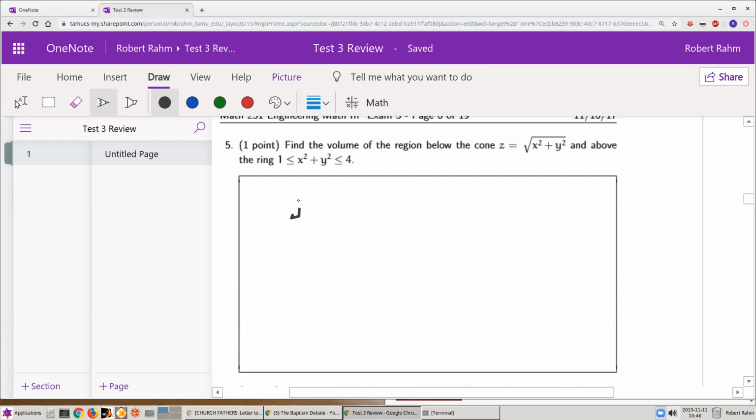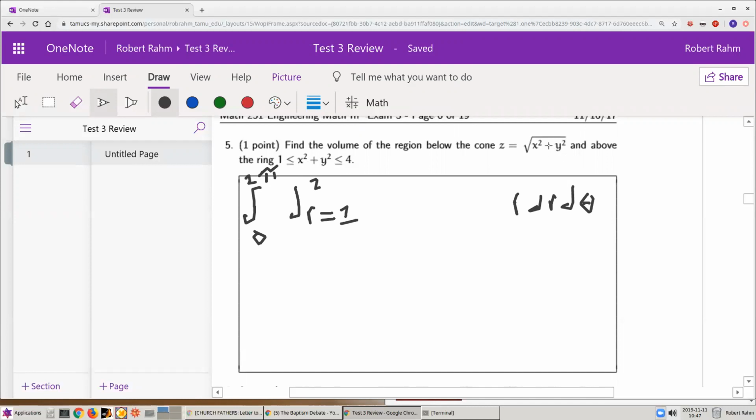So this tells us that r will go from 1 to 2, and theta will go from 0 to 2 pi. Now, if you're confused about what I'm doing here, I would suggest sketching this region, and then maybe this will make more sense. And then remember, we always write r dr d theta, and we want to integrate this function over this region.